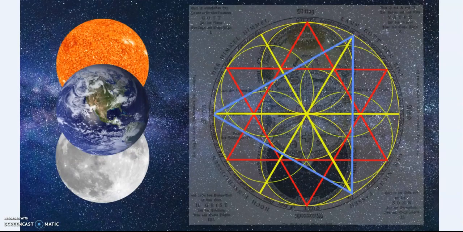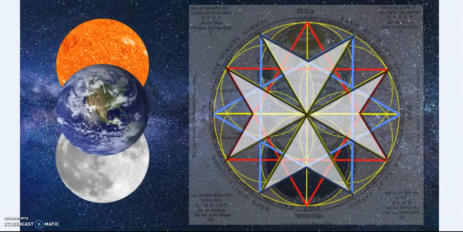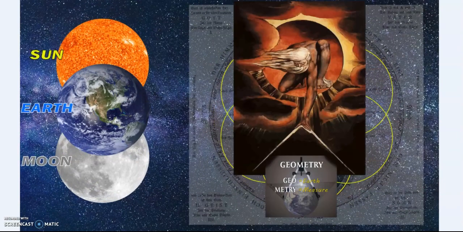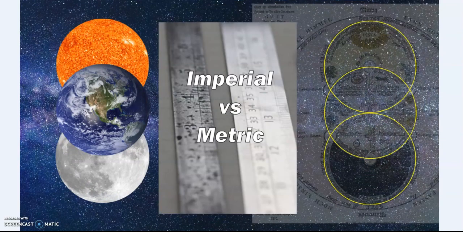I can just skip through because it's just showing the geometry to arrive at the Maltese cross and then the Templar cross, but geometry, sun, earth, moon, and planetary measures as well. And so now imperial versus metric. When we think imperial, we usually go to inches, feet, maybe yards, but the imperial measurement system is broken down in different ways, and so it's important to think about them.